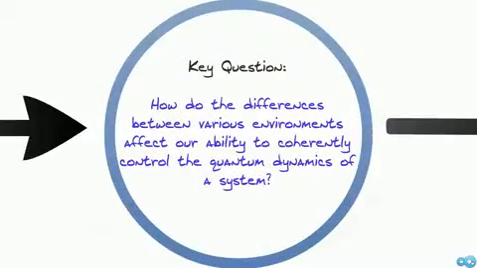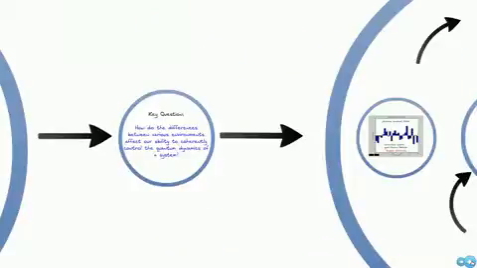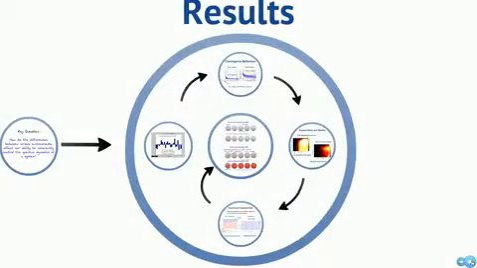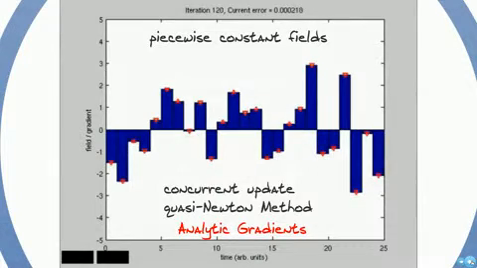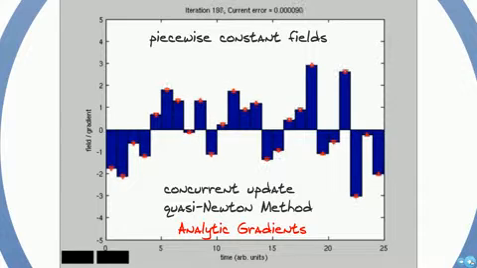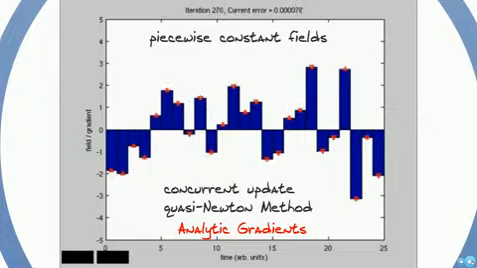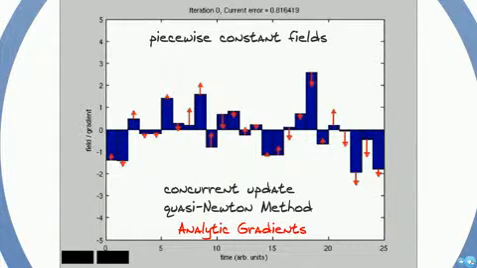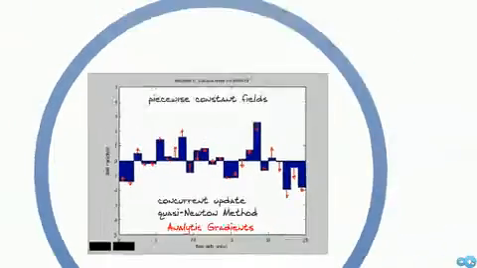Both types of environment are important in practice, leading us to the key question we study in this paper. How do the differences between these environments affect our ability to coherently control the dynamics? Specifically, we address the implementation of quantum gates in different environments using optimal control. Assuming fields with finite time resolution, we minimize gate errors using an iterative algorithm. In each iteration, the fields are updated for all times at once, as shown, using a quasi-Newton method with exact analytic gradients, which is more efficient than the popular Krotov method.